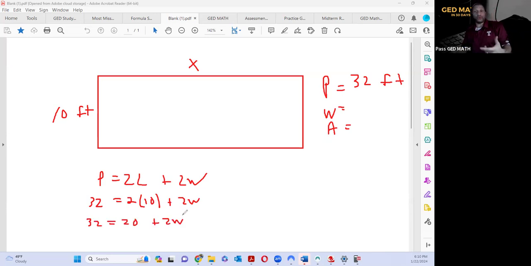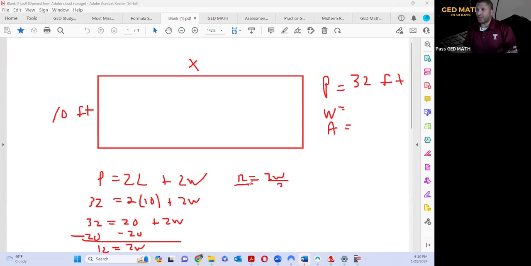This now becomes a two-step algebraic equation. Subtract 20 from both sides. You get 12 is equal to 2W. I'm running out of room, so I'm going to continue over here. 12 is equal to 2W. Divide both sides by 2. You get W equals 6.